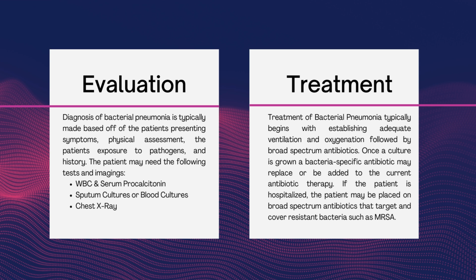Treatment of bacterial pneumonia typically begins with establishing adequate ventilation and oxygenation, followed by broad spectrum antibiotics. Once a culture is grown, a bacteria specific antibiotic may replace or be added to the current antibiotic therapy. Obviously, we don't want to just wait until this culture is finished to begin antibiotics.